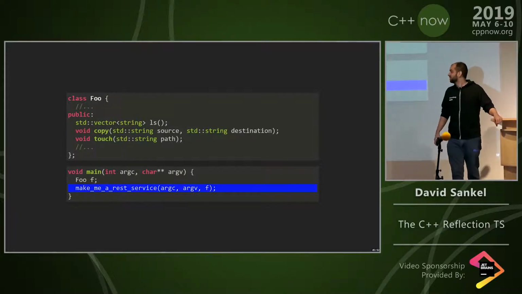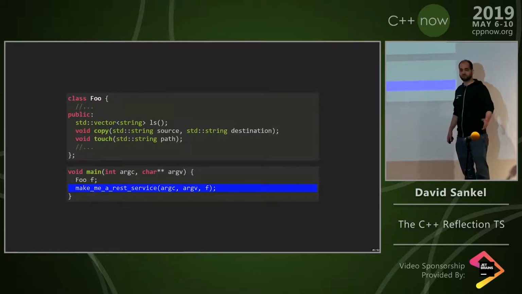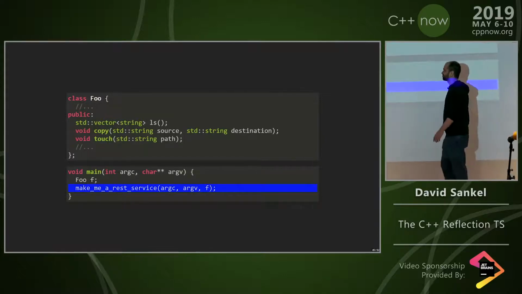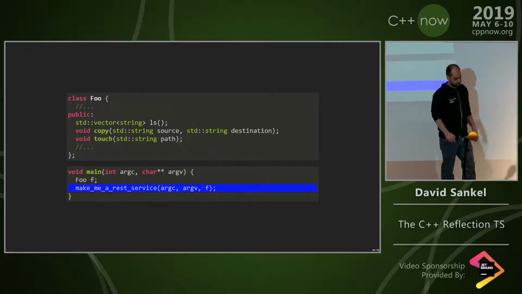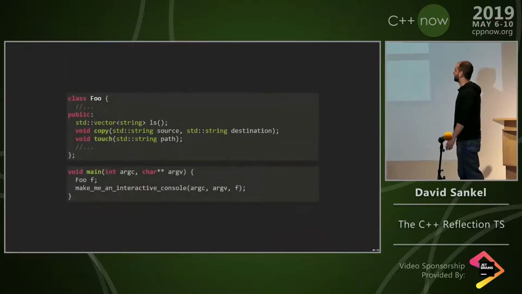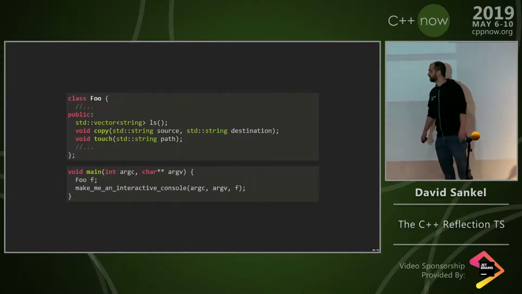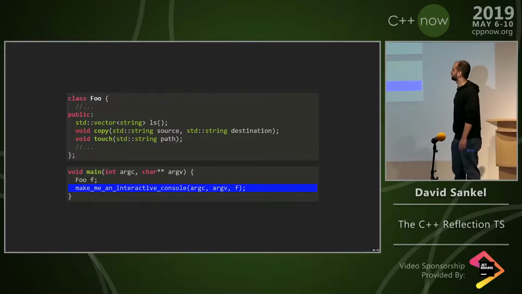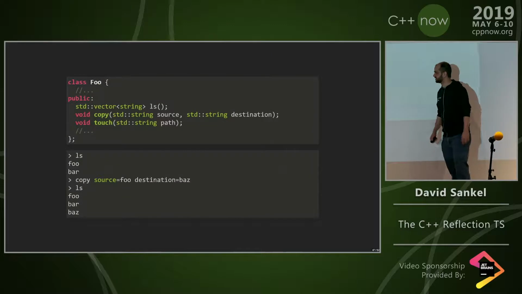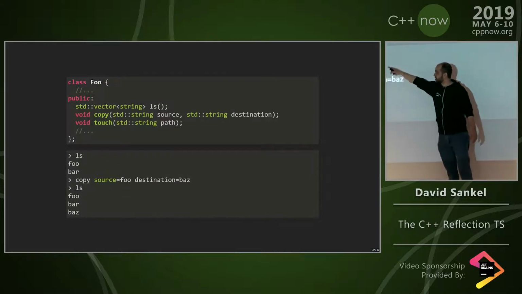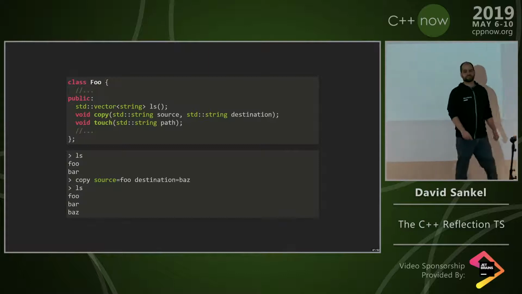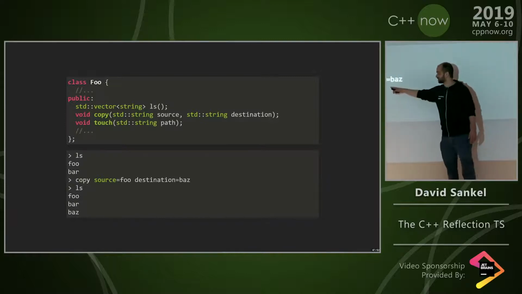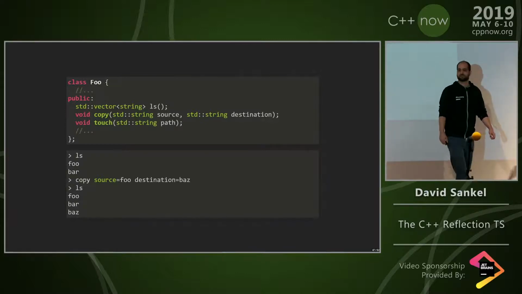So how many of you folks in here would like to use something like this? Okay, everybody. But there's more that you can do. Let's take that same example and say, go gadget, make me an interactive console for a value of this class. And that can look something like this. I call a function ls by typing in its name. It returns a vector of strings, and it just outputs them all. I can call the function copy using fancy keyword arguments, or not.